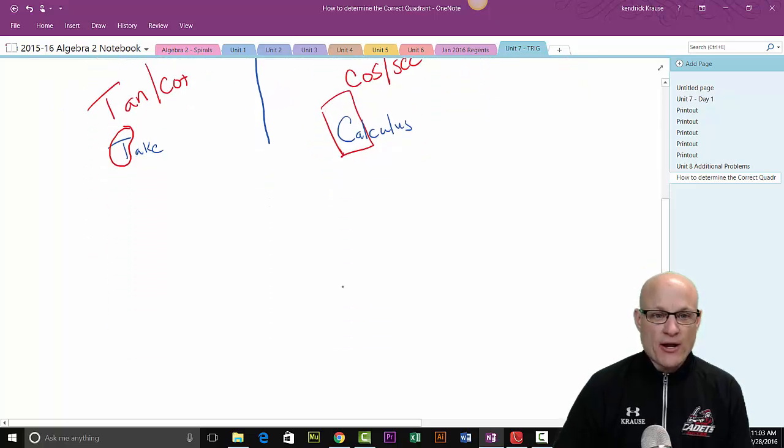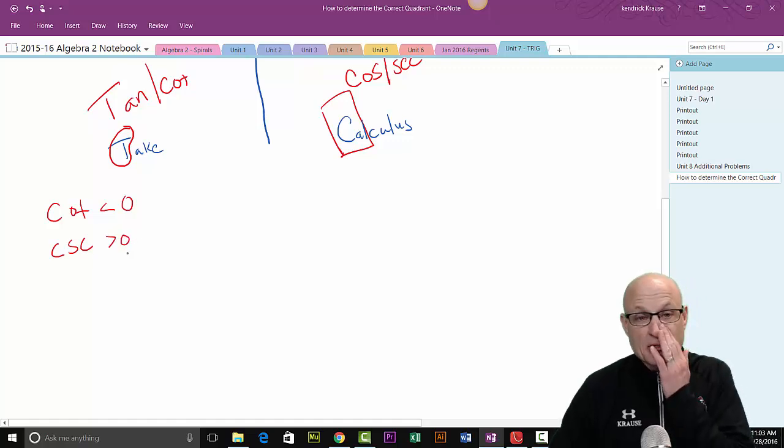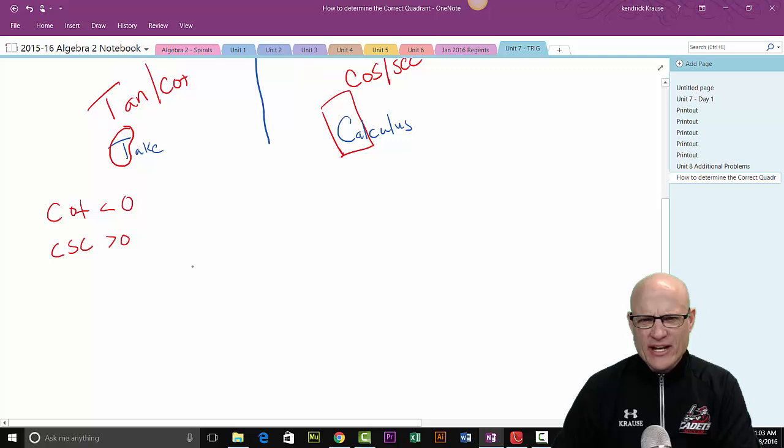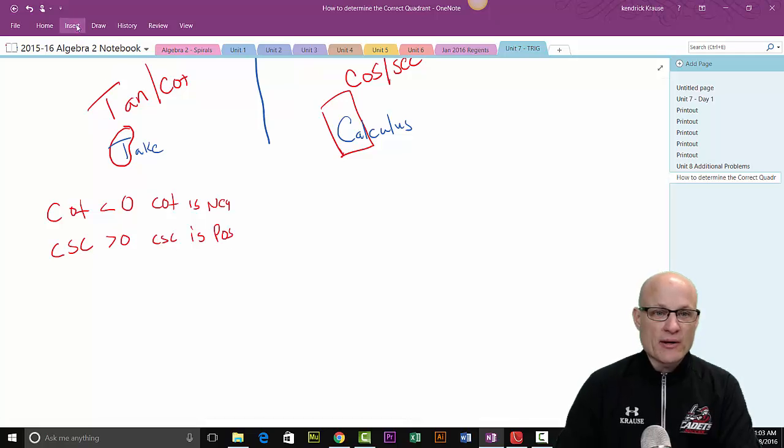So if I was to give you a problem and I said, okay, cotangent less than 0, cosecant greater than 0. Well, first of all, less than 0 and greater than 0 mean negative and positive. So this is saying cotangent is negative, cosecant is positive. I don't really know a lot about cosecant and cotangent. What I know a lot about is the regular function. So this one goes with sine. So sine is positive and tangent is negative.